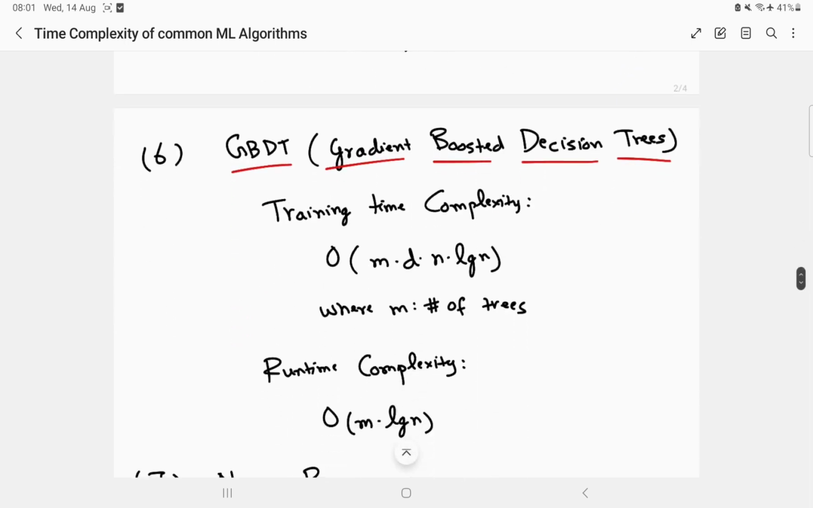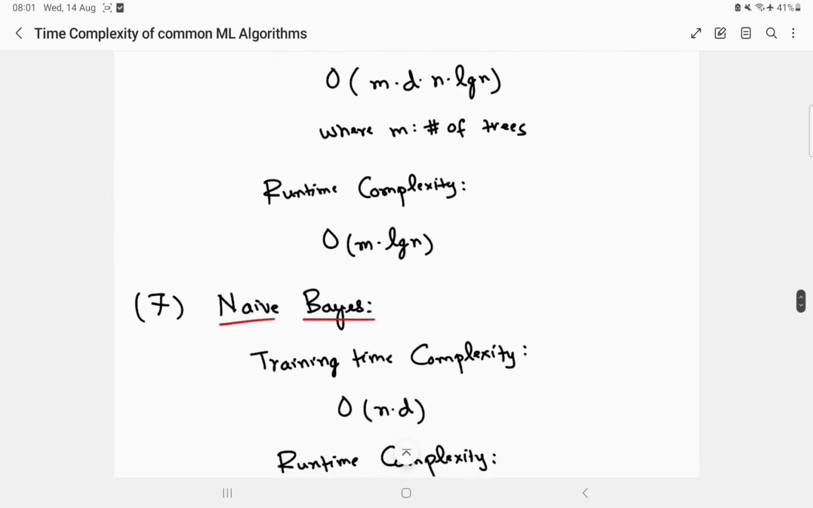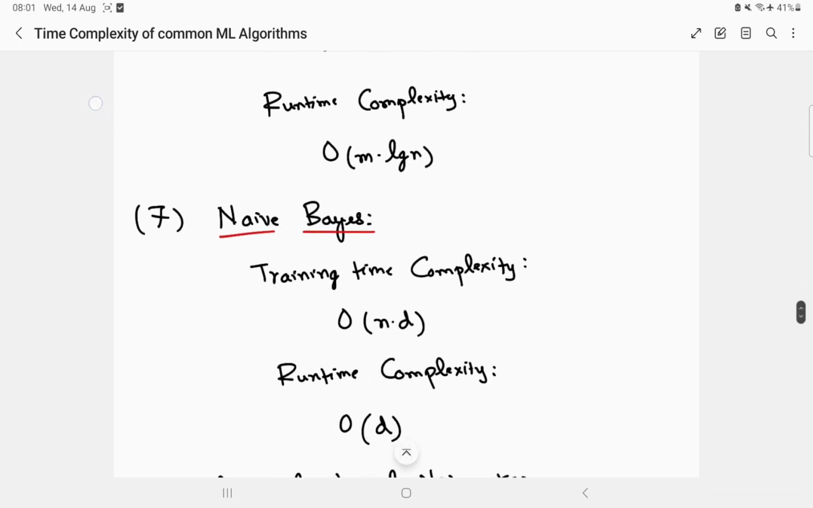GBDTs, or gradient boosted decision trees, or XGBoost, whatever you may call it, they also have a similar time complexity. So it's big O of m times n times d times log n, and this is because each tree is built sequentially, so the complexity is similar to random forest. That is the only difference, that in GBDTs you build the trees sequentially, but from a time complexity standpoint it stays the same for both random forest as well as gradient boosted decision trees. When it comes to runtime complexity, it is again similar to a random forest, but the trees here are typically shallower. But again we take the worst case when we consider big O, so we can say that it's big O of m times log n.